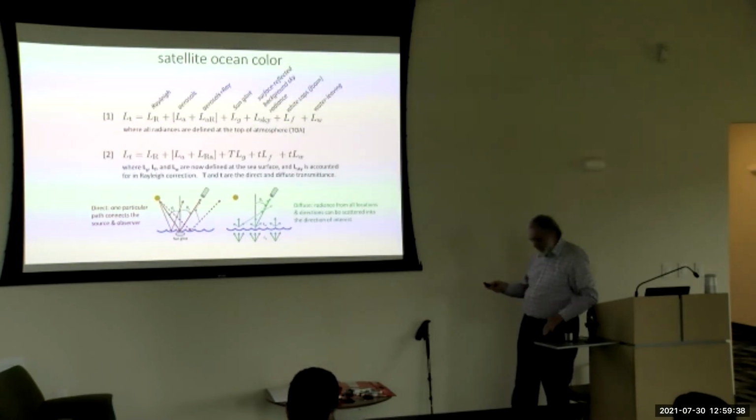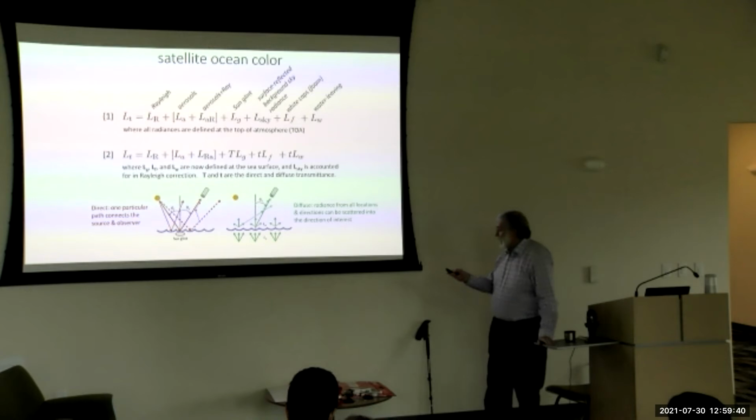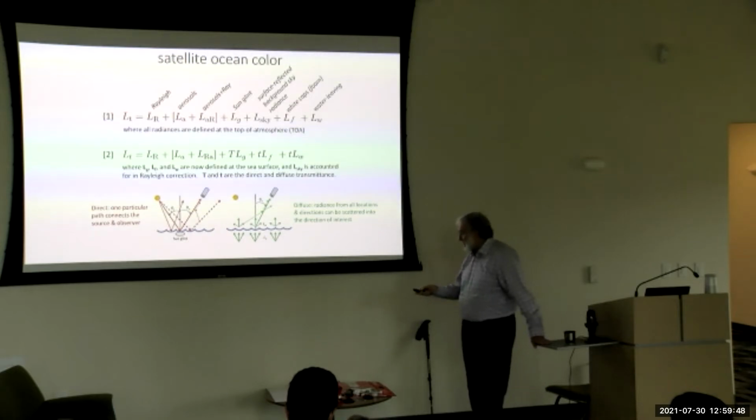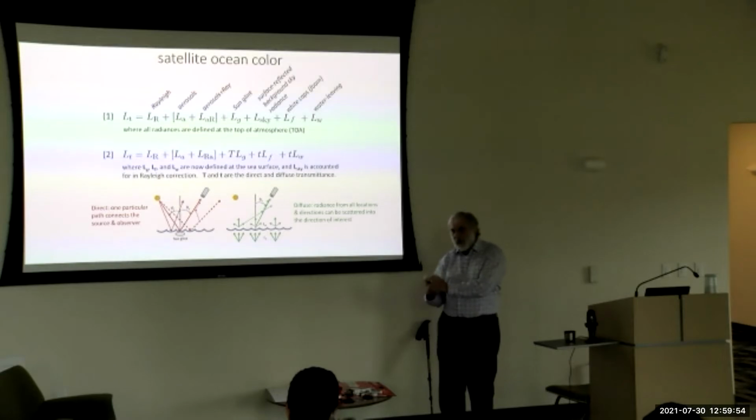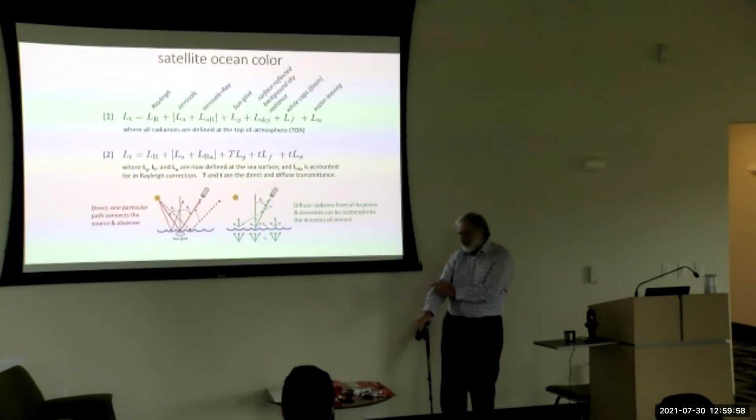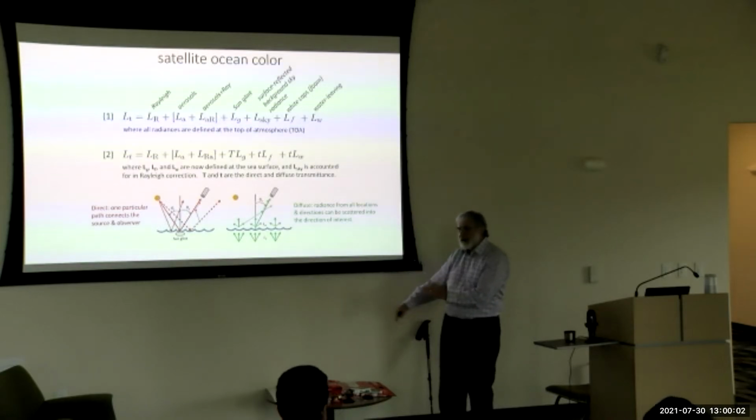So what they've done here is they have the capital T is what they call direct transmittance, and the little t is diffuse transmittance. Now the difference here is when I'm looking at the ocean and I see a little bit of sun glint off of a wave, that sun glint is coming just from one point on the ocean. I'm not seeing sun glint from over here. That's going off in that direction.